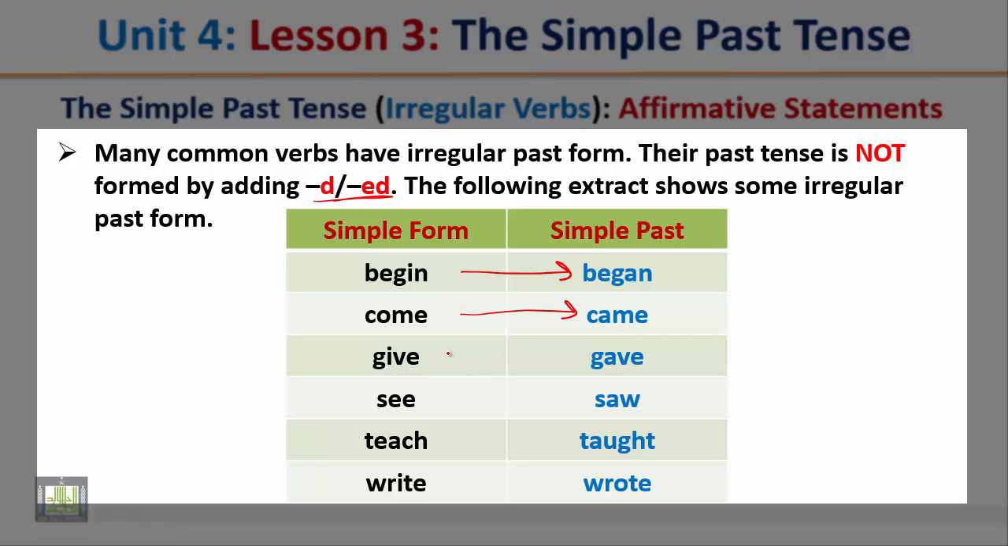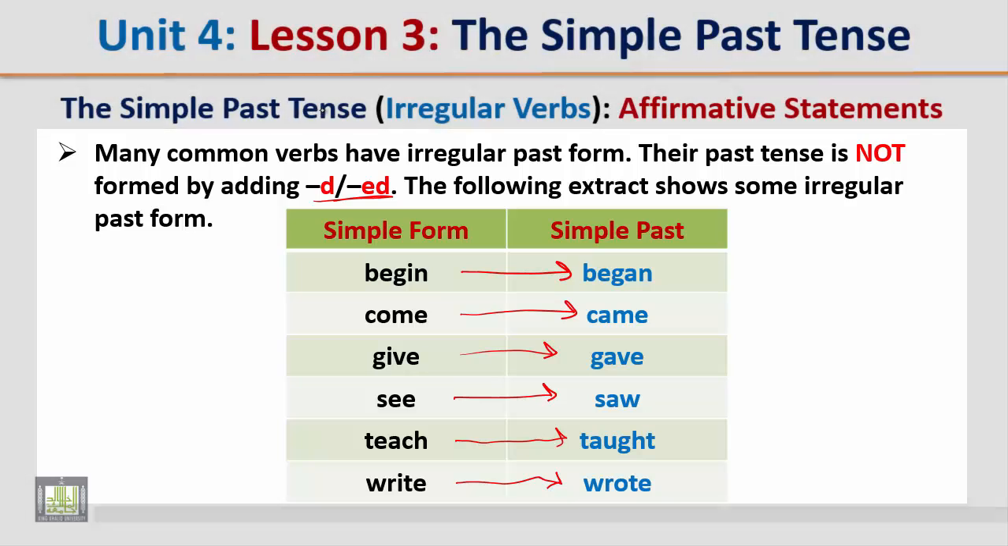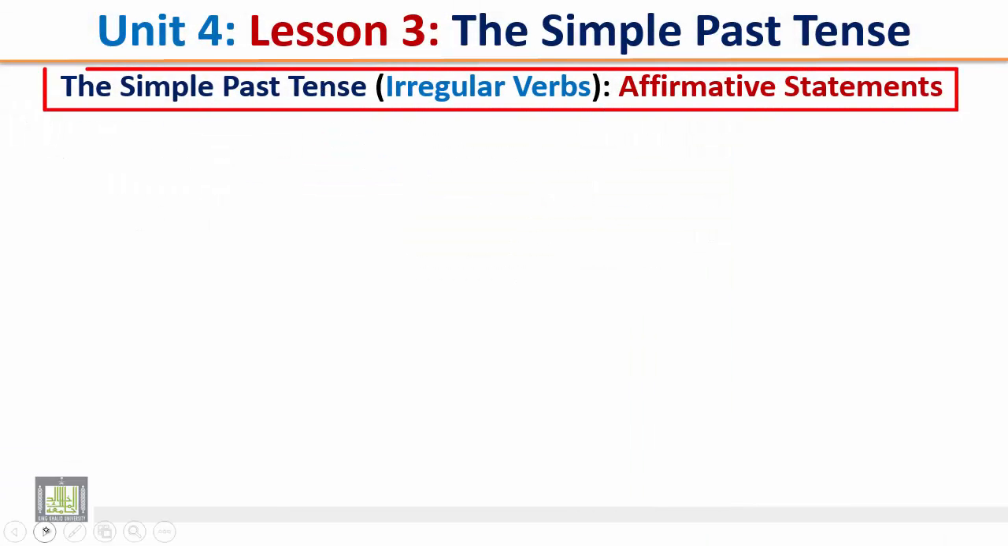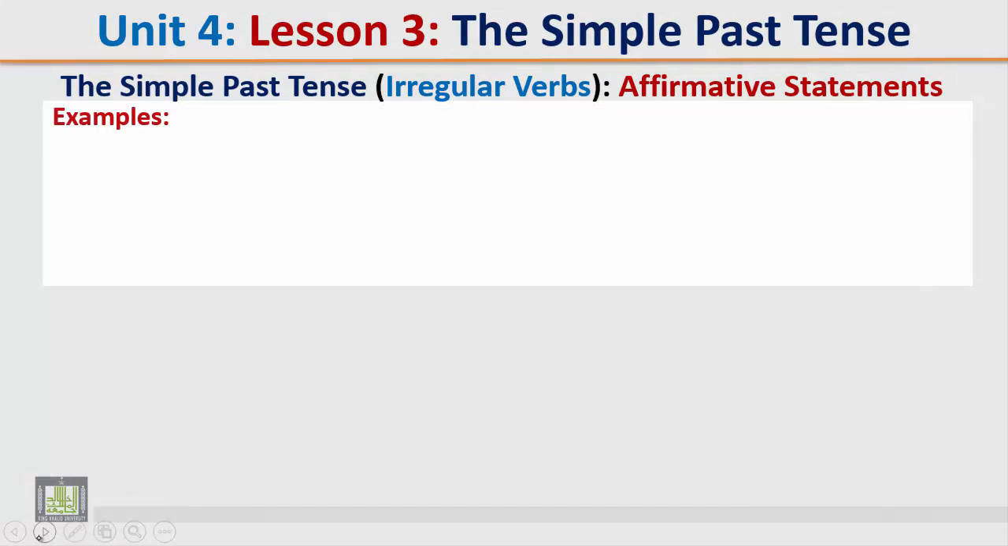The verb give becomes gave in the past. The verb see becomes saw in the past. The verb teach becomes taught in the past. And the verb write becomes wrote in the past. So this is just an example of some irregular past form. The simple past tense, irregular verbs, affirmative statements.